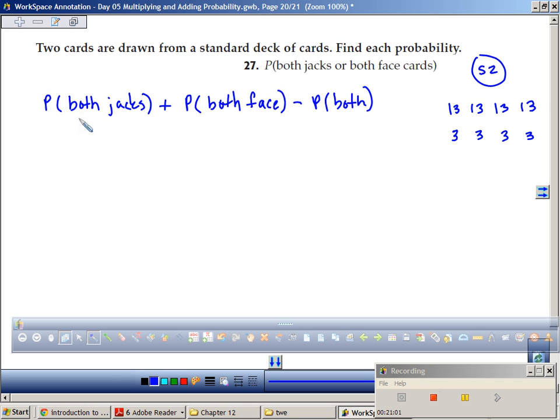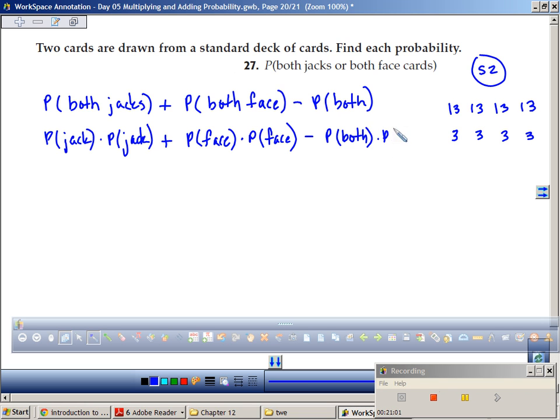This in itself is its own probability, because both jacks is the probability of pulling a jack and pulling a jack. So the probability of a jack and a jack plus the probability of a face and another face minus the probability of both and both, because we're pulling 2 cards. 2 cards or another 2 cards.